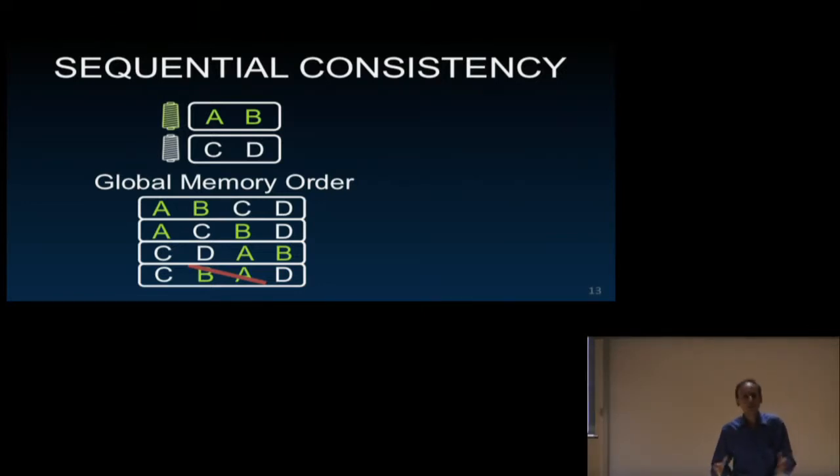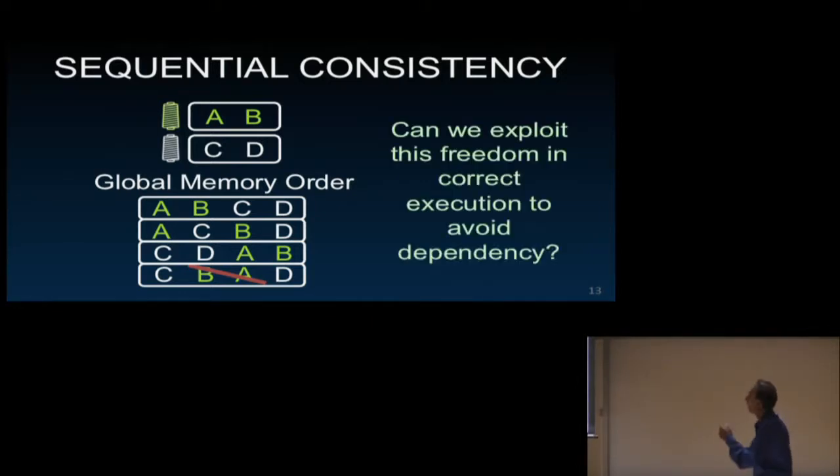The important thing to note in this slide is that there's freedom. It's not like I asked for a specific global ordering. I said the global ordering has to be any one of these. And there's obviously a super exponential number of them if you have lots of threads and so on. So there's some freedom here. What we'd like to do in our work is exploit this freedom to make things run faster and to avoid dependence. So can we exploit this freedom to avoid dependency?